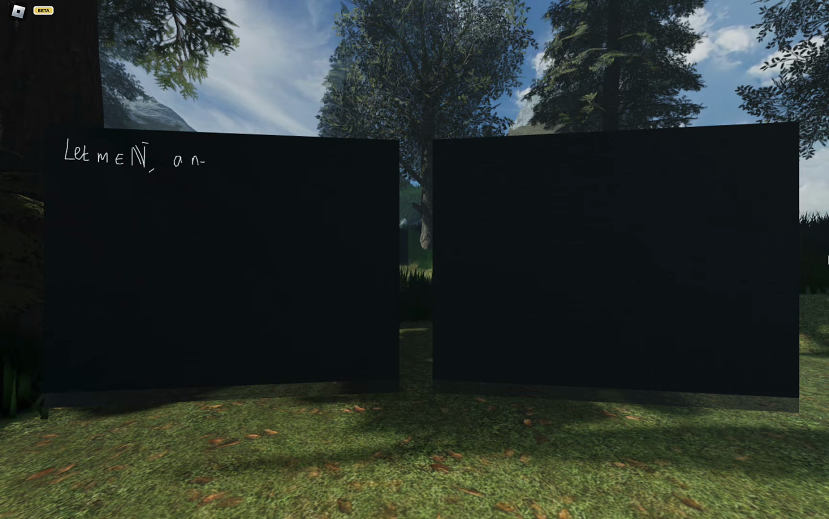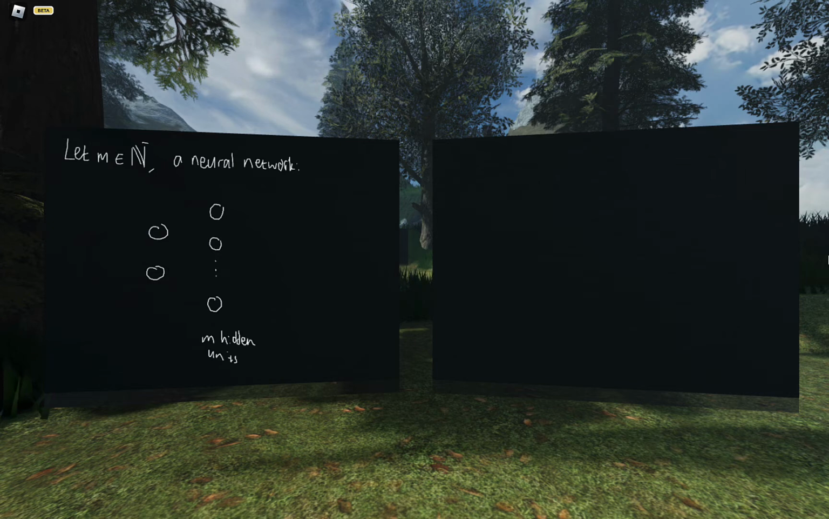So a neural network is like a graph. It looks like this. So we have two inputs. We have m hidden units. And then we have one output. And each of these connections between the layers has a weight parameter.